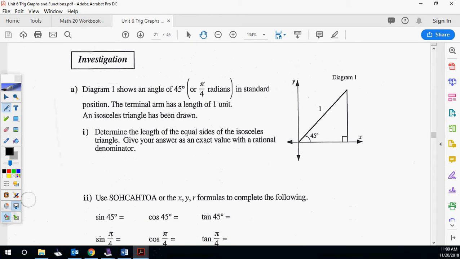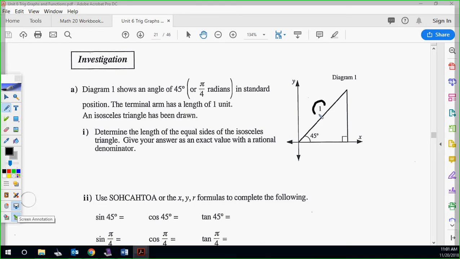The diagram shows an angle of 45 degrees or pi over 4 in radians in standard position. The terminal arm has a length of 1. The unit circle is going to have a radius of 1 all the way around, so they keep it simple for you in terms of that value.